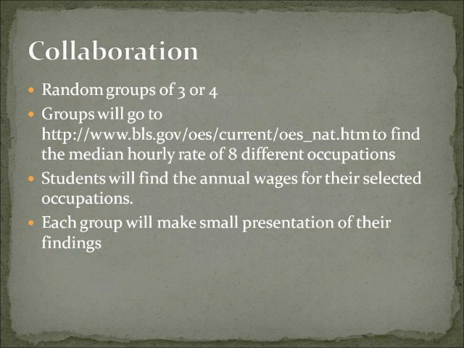During the collaboration phase, students were put into random groups of 3 or 4 and went to the Bureau of Labor Statistics website to find the median hourly rate of 8 different occupations of their group's choice. They were then asked to find the annual wages for their selected occupations. Afterwards, each group made small presentations of their findings to the class.